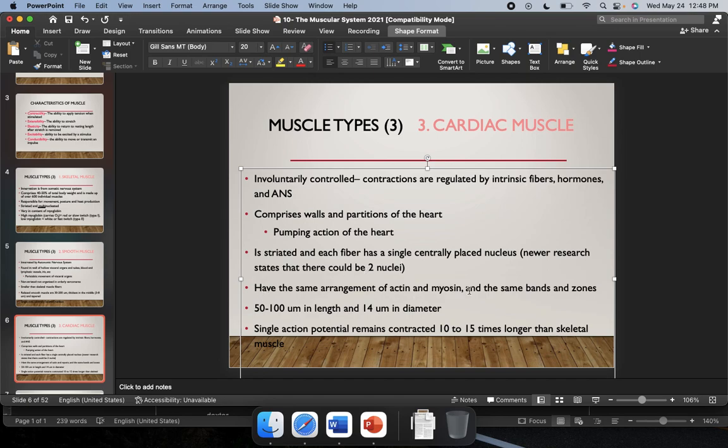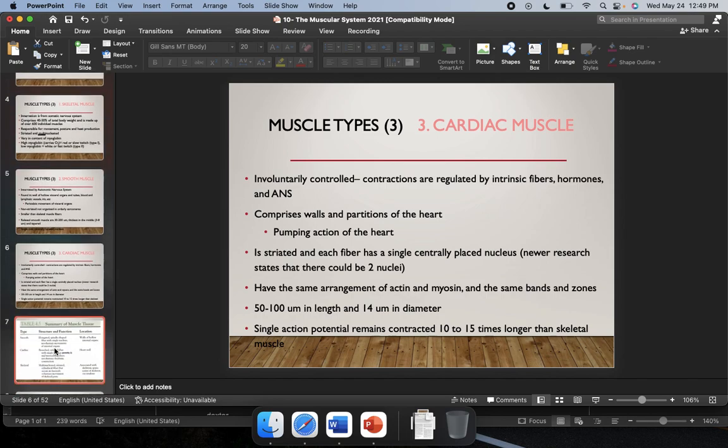It has a similar arrangement of actin and myosin and bands and zones as skeletal muscle. Here's a little bit about the length and the diameter. And then finally, a single action potential remains contracted for much longer than in skeletal muscle. As you move on in your classes, that becomes important because cardiac muscle has a very specific job: to move blood from the heart through all of the vessels in this closed circulatory system. So these contractions need to be powerful and strong and take some time.